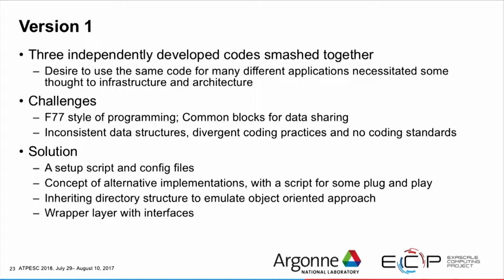The challenges here were that all of this was F77 style of programming. There were common blocks all over the place for data sharing. We're talking 1998, so this is a while ago, right? And obviously, because they came from 3 completely different groups, the divergent data structures were not consistent. The coding practices were all over the place.